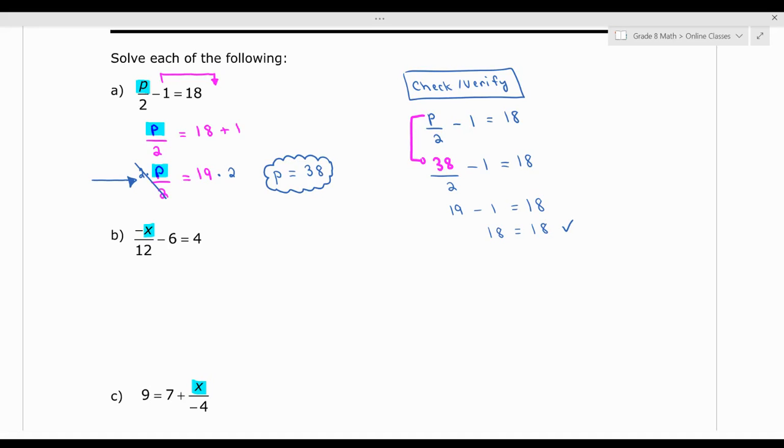Next question, you'll notice this is a bit different. The variable is now negative. So it's negative x divided by 12, and then I'm subtracting 6, and I'm supposed to get 4. So I know that whatever term has the variable, I want it by itself first. So this negative 6, I'm going to push it over to the other side. That will give me negative x divided by 12 is equal to 4. As soon as I move across the equal sign, the sign has to change. That becomes a plus 6. Okay, well that means I have minus x divided by 12 is equal to 10.